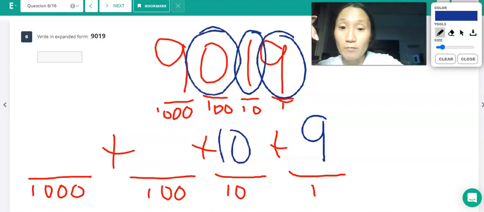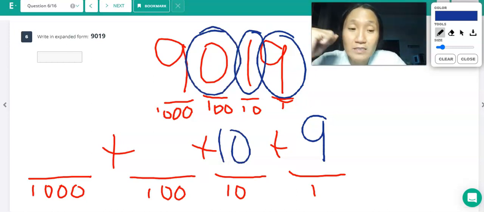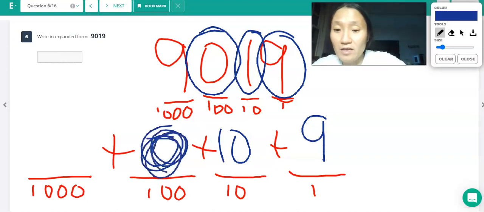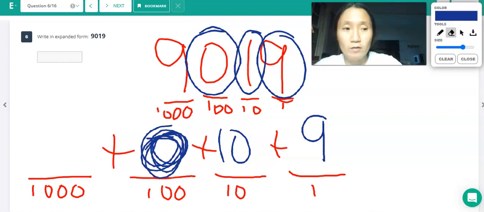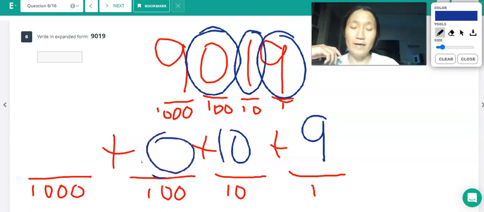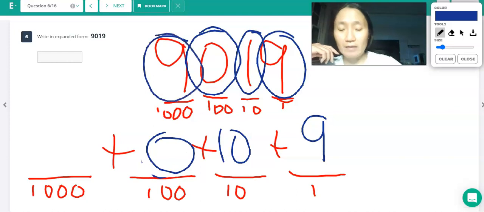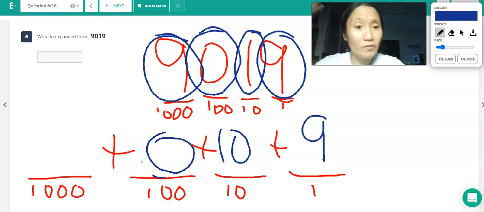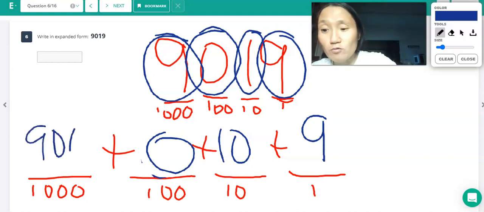Here, this number, there's nothing there. 0 means zippo, nothing, zilch. That should be a 0. Let me erase that. That should be absolutely nothing. And then we have the 9. It's in the thousands, so 9 groups of 1,000 is worth 9,000.